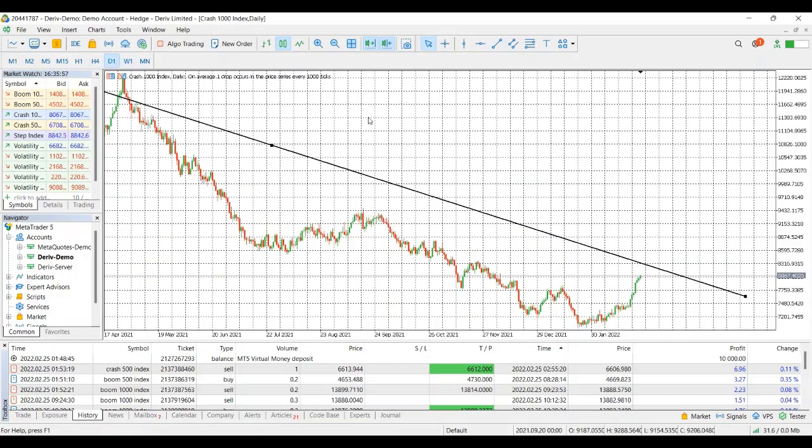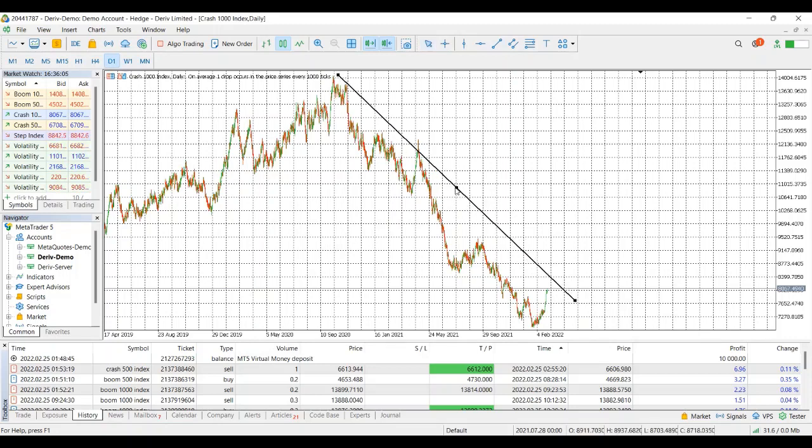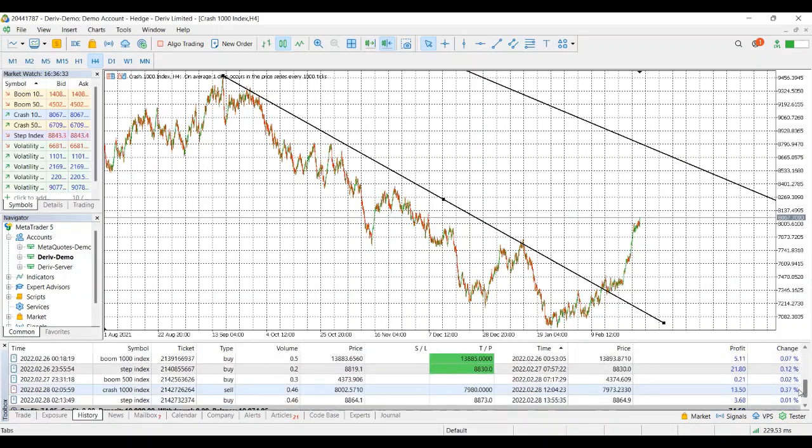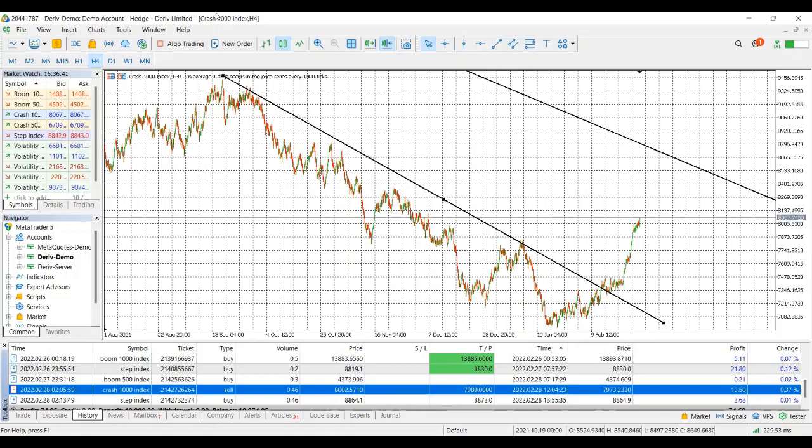Then I'll go to D1. I have to have a better picture of what's happening here. Good. Then I spot another downward trend here. And I move down to H4 to see what's happening. I'll take the time I took the trade, which was around 2:05 in the morning. I'll use my crosshair to look for the time, 2:05 in the morning. It was somewhere here.